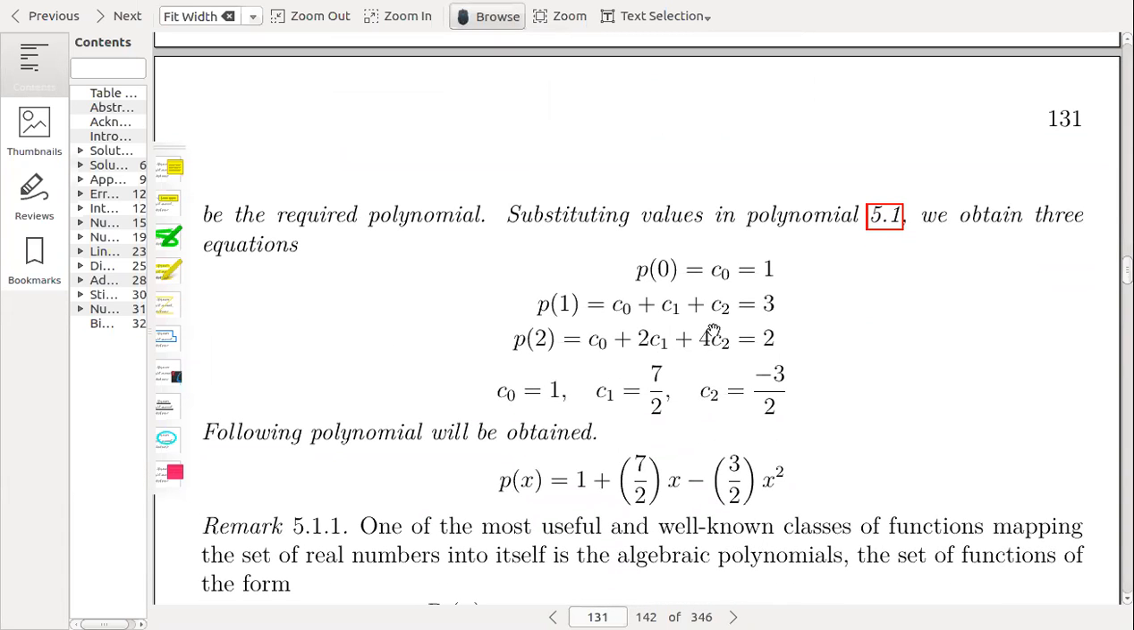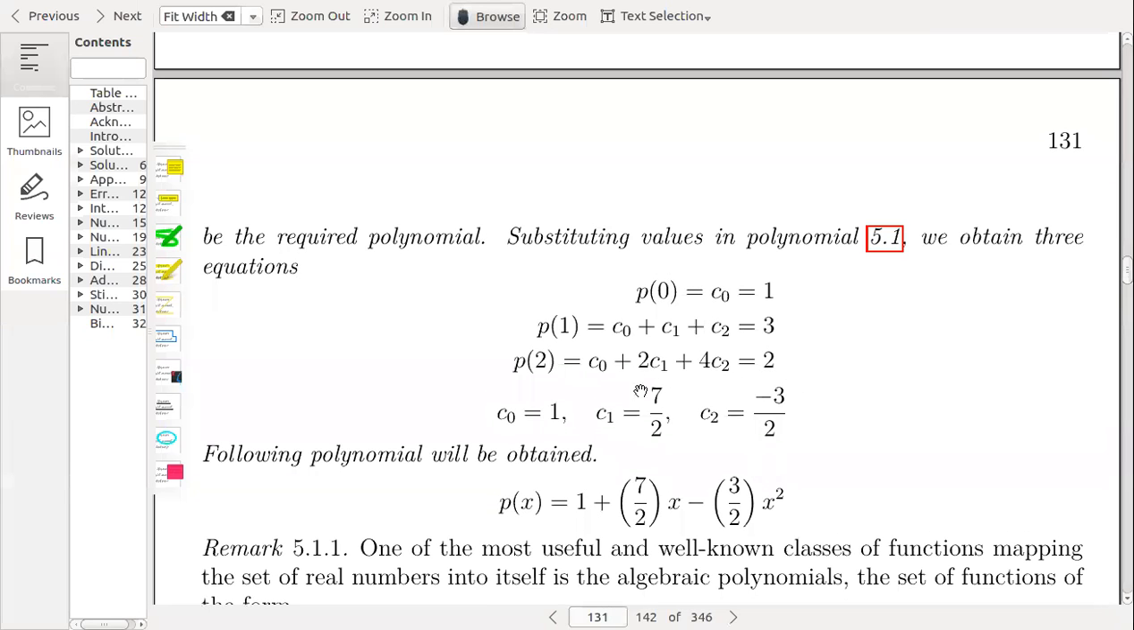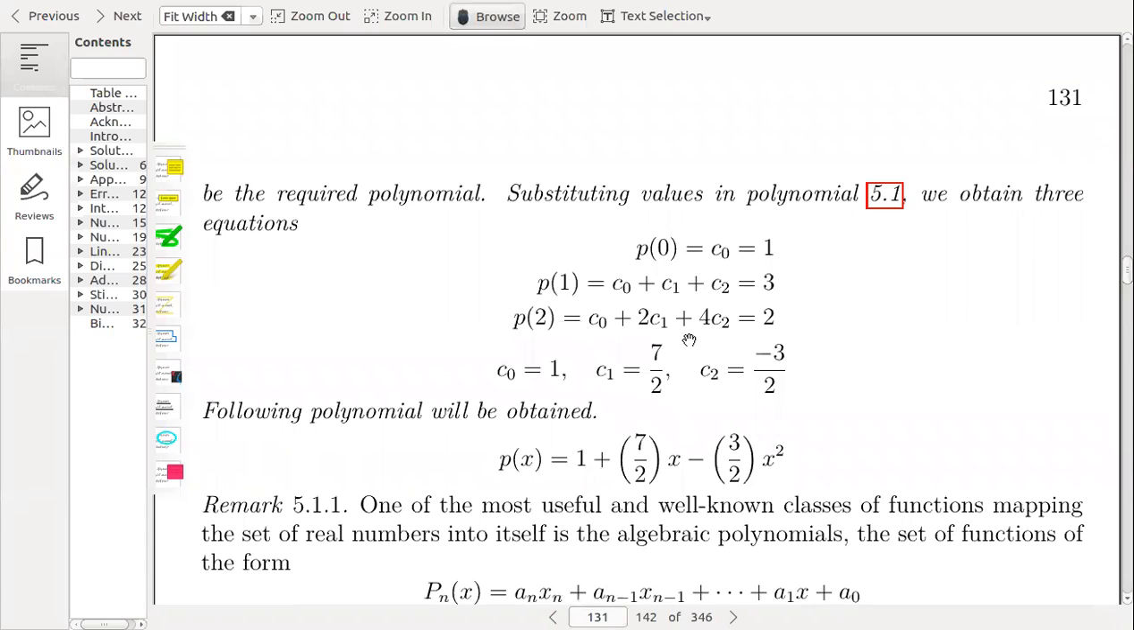Then substitute c0 equal to 1 here. You will get c1 plus c2 is equal to 2, because 1 will be subtracted from 3. Similarly, 2c1 plus 4c2 is equal to 1, because c0 will be subtracted from the 2. So now you will have these two equations: c1 plus c2 equal to 2 and 2c1 plus 4c2 is equal to 1.